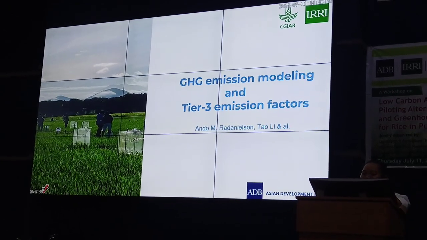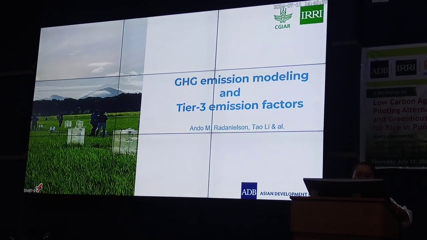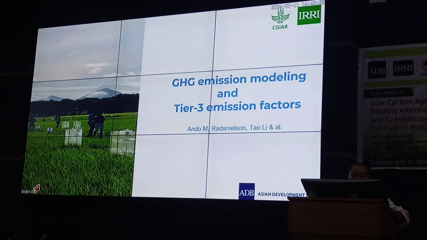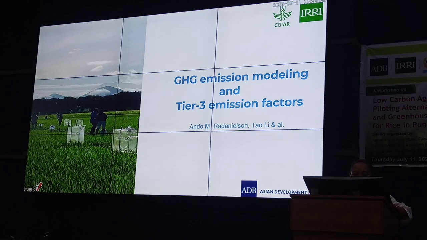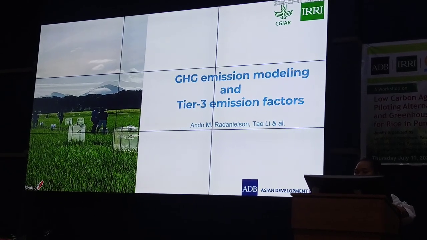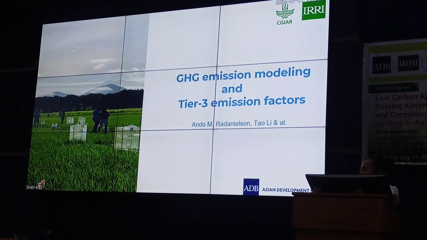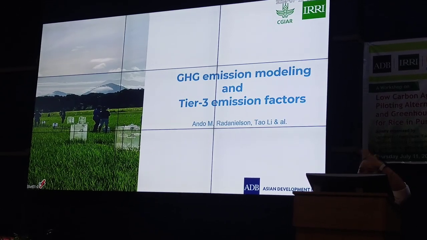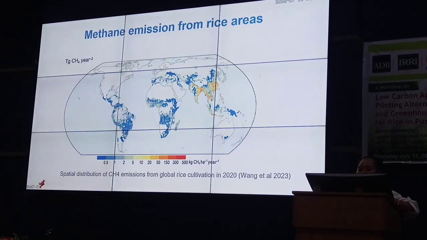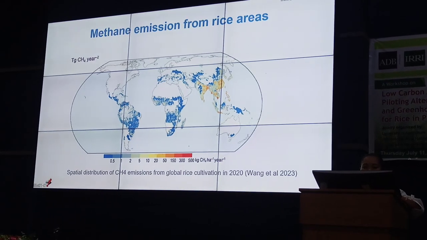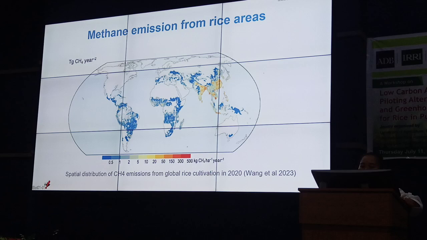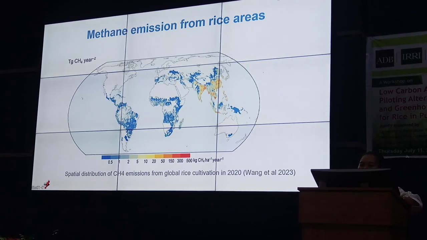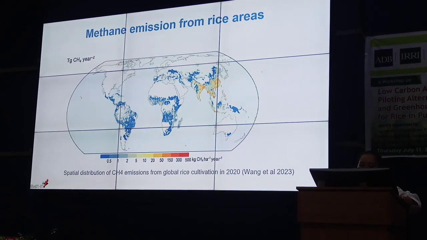On this presentation, I will share with you a brief overview of how modeling can help in estimating greenhouse gas emissions and how Tier 3 is coming into place with that. I'm not going to give too much overview of the general rationale, but as we all know, rice areas are a main producer of methane, the second largest source from the agriculture system, just after livestock.